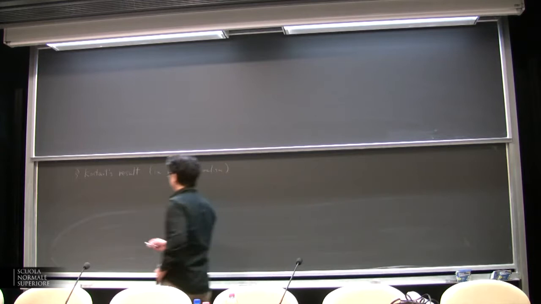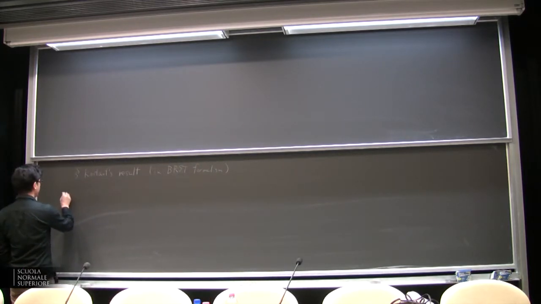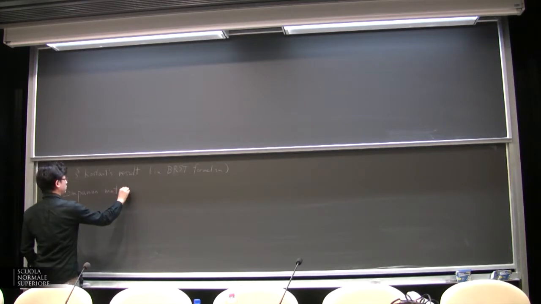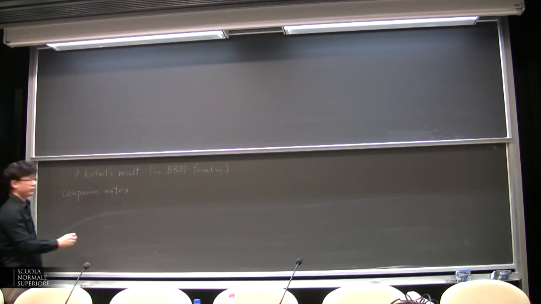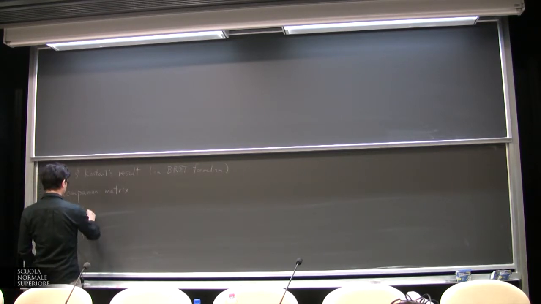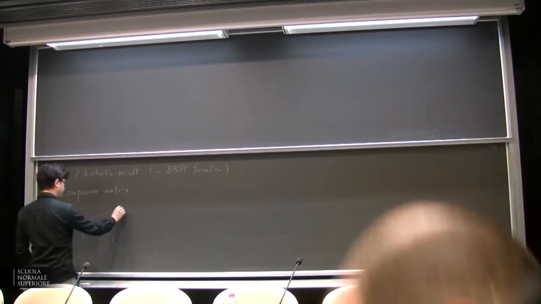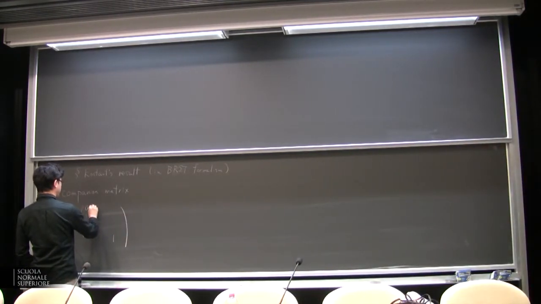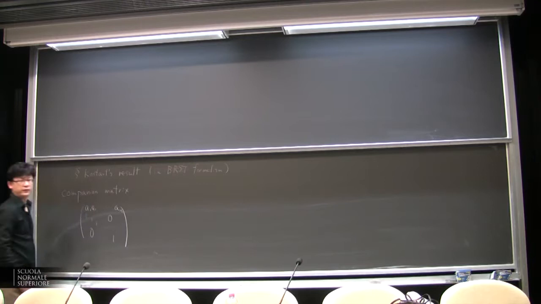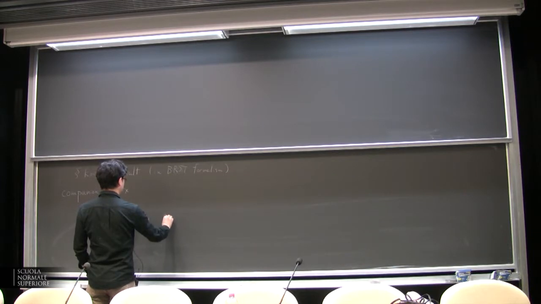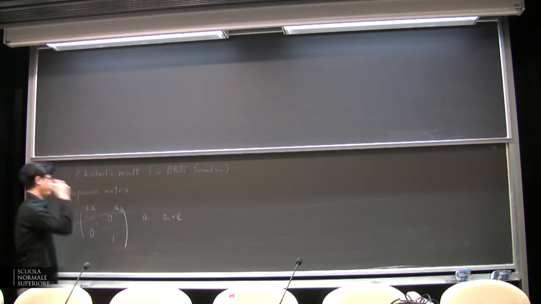So there's a notion, in linear algebra, of companion matrices. It's a matrix of this form. So, one in this one here, and something on the top row, and zero everywhere. So A1 to An is some element in C.